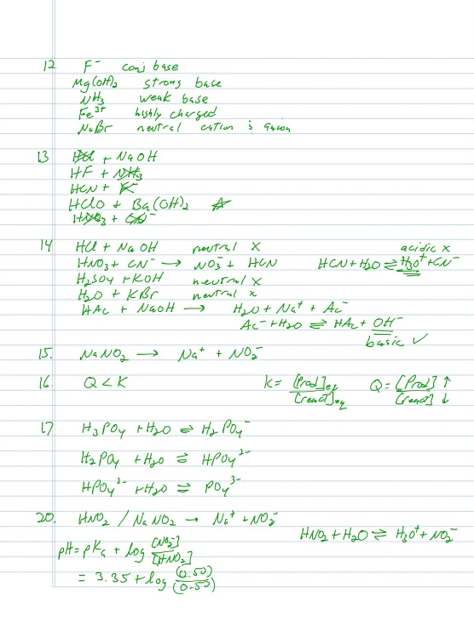Well, that wasn't very helpful. So 0.5 over 0.5 is 1. Log of 1 is 0. So the pH is equal to the pKa, and that's 3.35. So the answer there would be C.